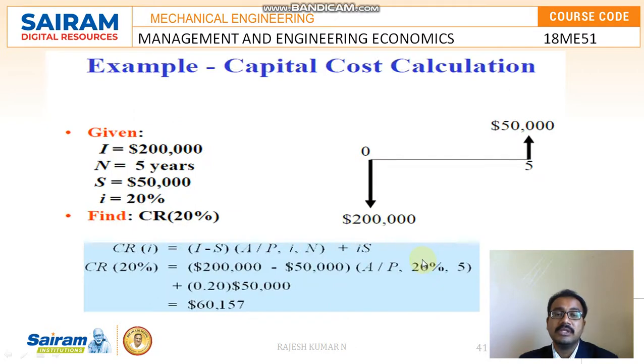So here is an example for the capital cost calculation, where the investment is 2 lakh dollars, the number of periods is 5 years, the salvage is 50,000 rupees, and the interest is 20%. If I substitute this in the capital cost calculation, where 20,000 rupees is the investment and 50,000 rupees is the salvage, by using this formula at 20% interest for 5 years, I will get the capital cost rate of $60,157.